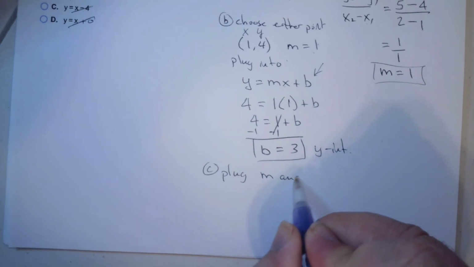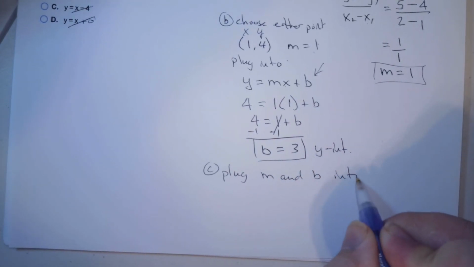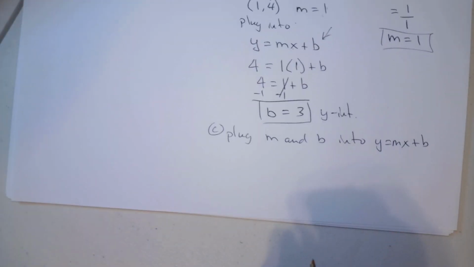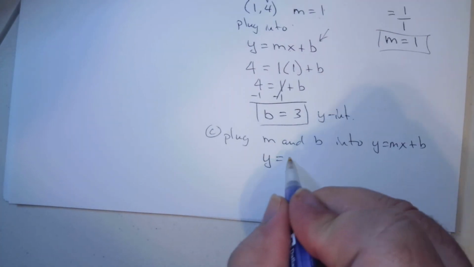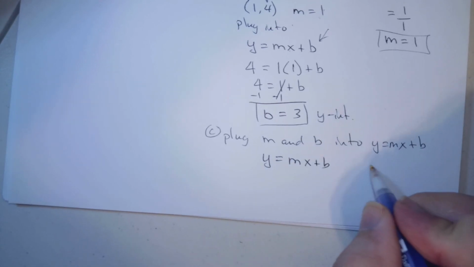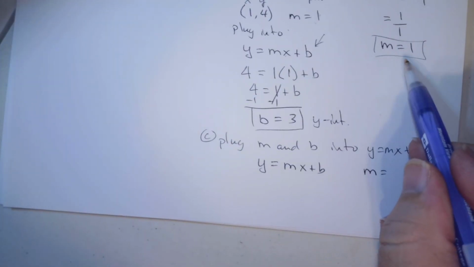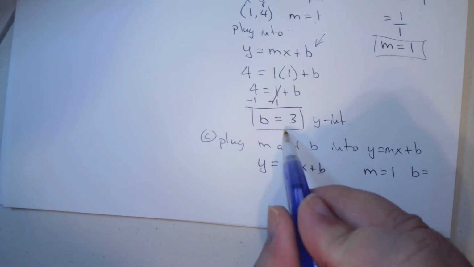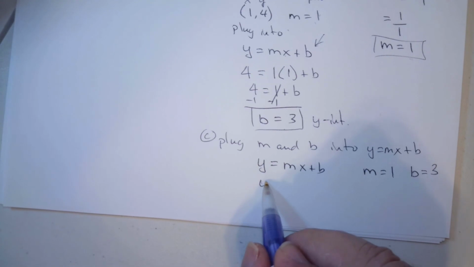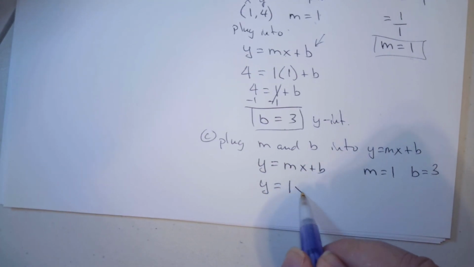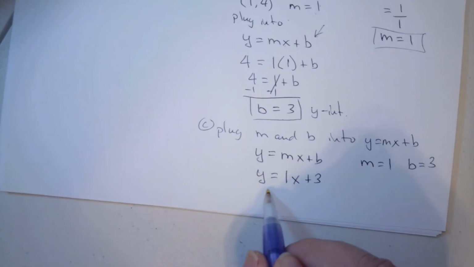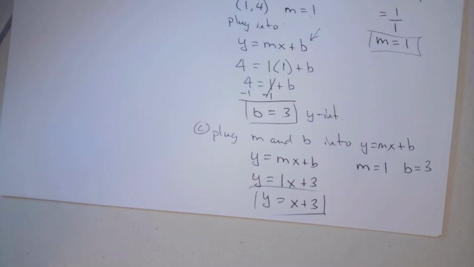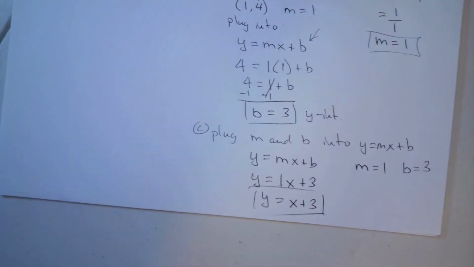Plug m and b into y equals mx plus b. We know that m is equal to 1 from up here, and we know that b is equal to 3. So y equals 1x plus 3. 1 times x is x. There's our equation. Either way, you could do it, both ways work.